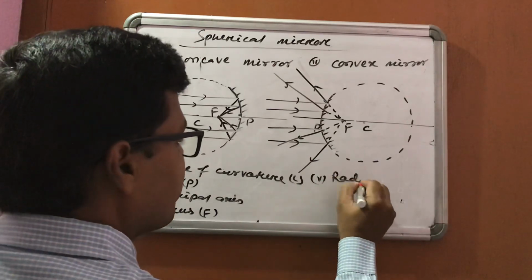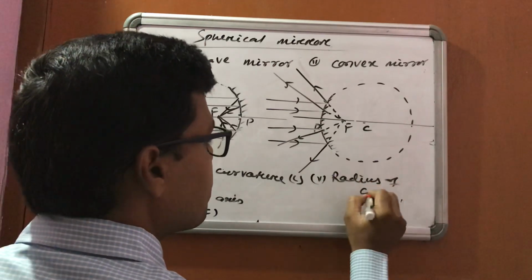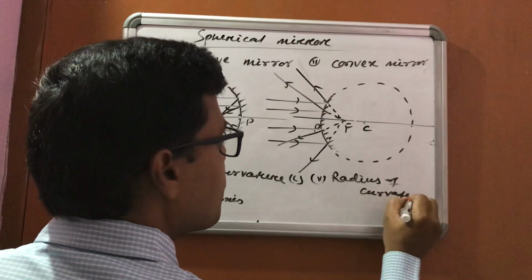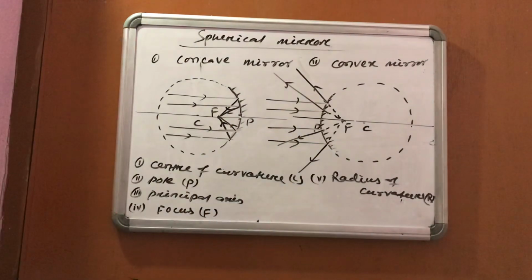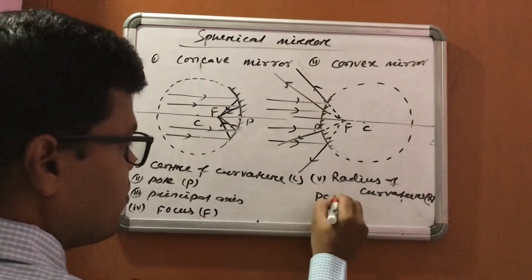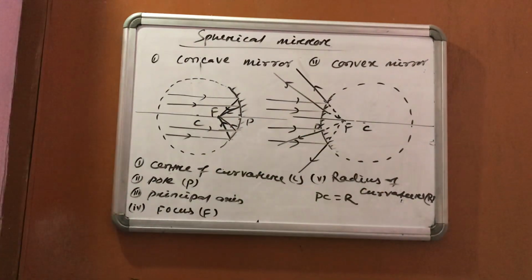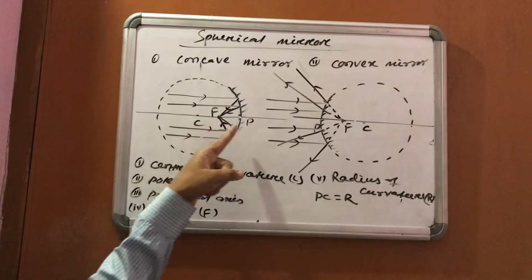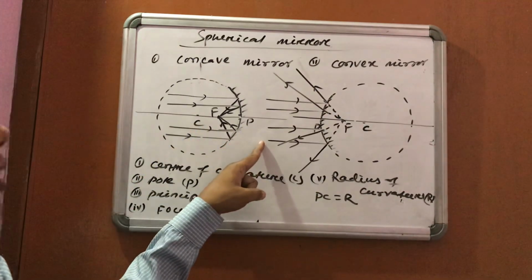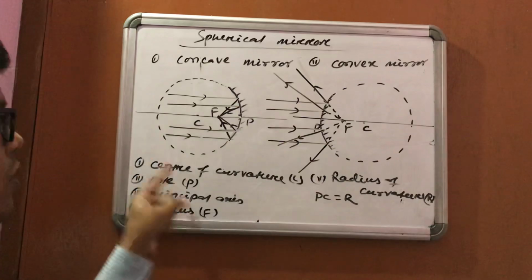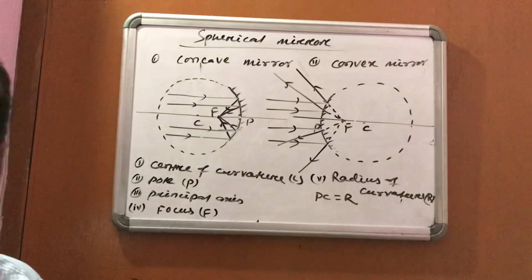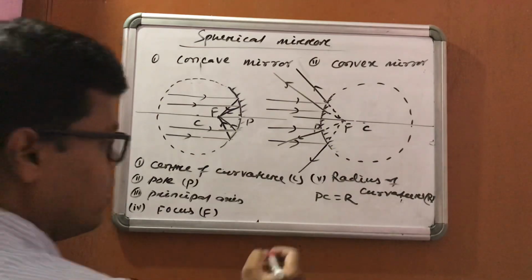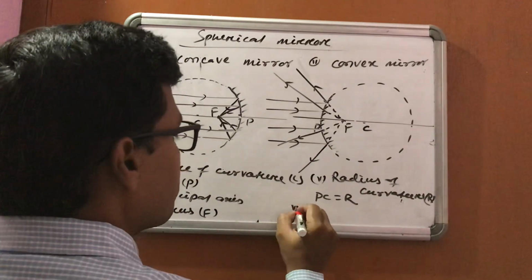Then radius of curvature. It is very simple. Radius of curvature, R. It is the distance PC, the distance of separation between the center of curvature and the pole. Or in other words, it is the radius of the sphere of which the mirror is a part. Radius of curvature. Then focal length.